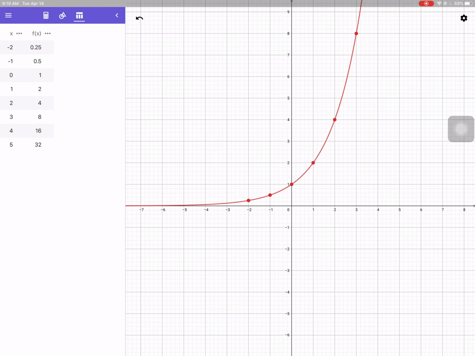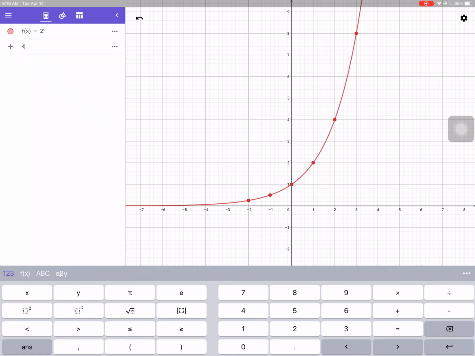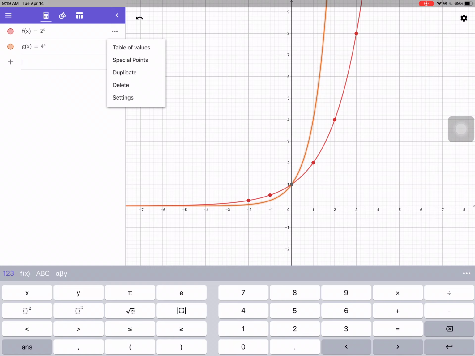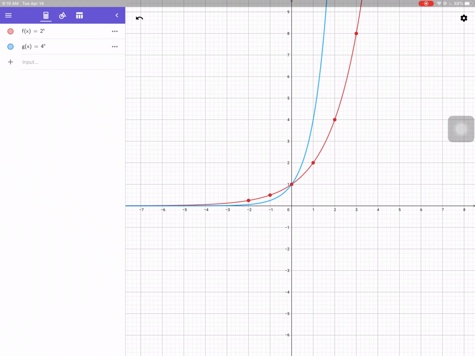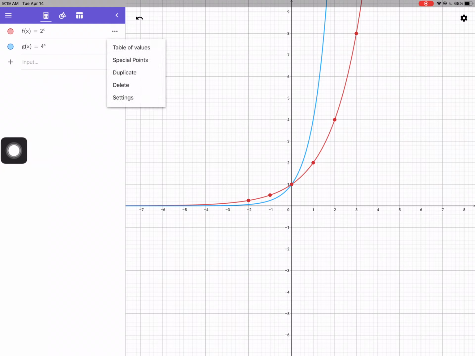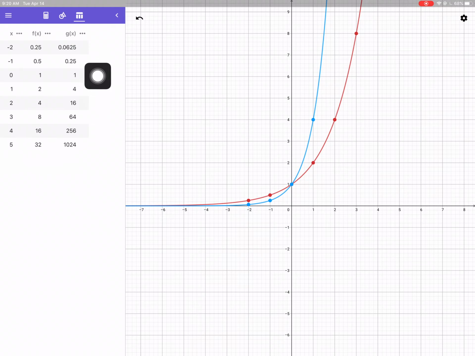Cool. So what happens as we change, instead of 2 to the x, what if I graph something like 4 to the x? Let me change that color because they're too similar. Let's use blue. And you can see what's happening with 4 to the x. Well, it's going up faster. And why is that? Because now the common ratio is 4. So it's multiplying by 4 each time. Times 4, times 4, times 4, times 4. And if you go backwards, divide by 4, and so on and so on.